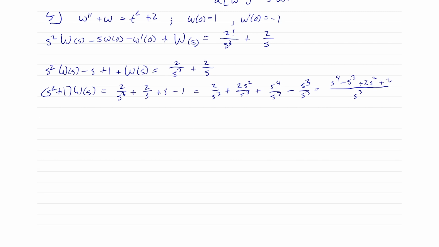Okay, now let's divide by s squared plus 1. So we get W of s is equal to s to the 4 minus s cubed plus 2s squared plus 2, divided by s cubed, divided by s squared plus 1. Okay, now let's see what we got.